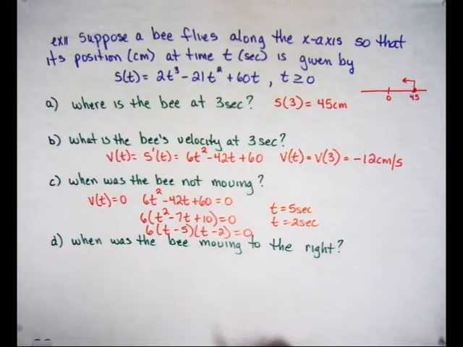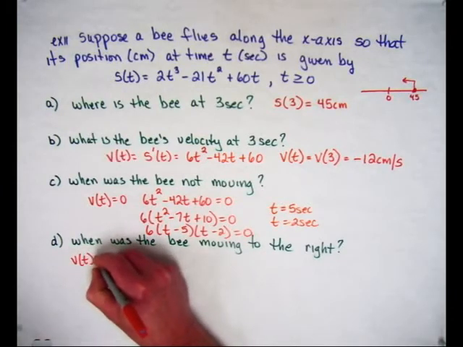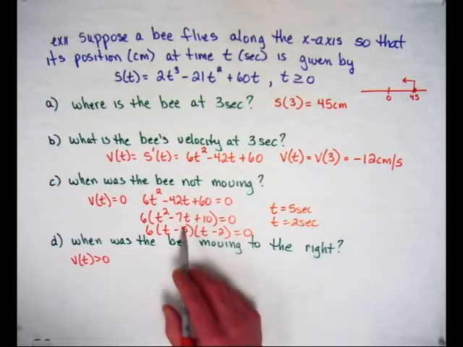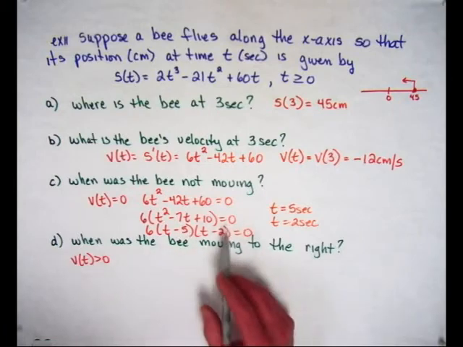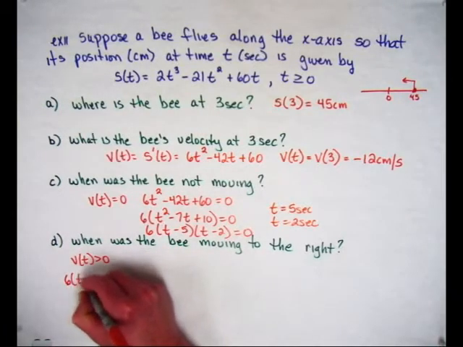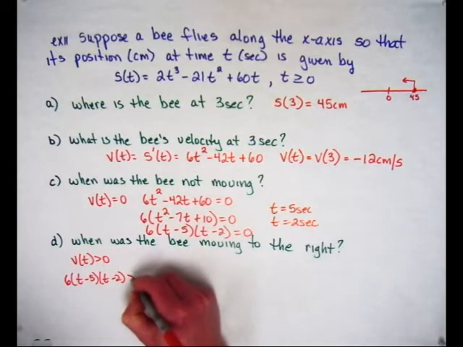And the last question says, when was the bee moving to the right? Well, if the bee is moving to the right, on a number line, to the right is a positive value. So what we're looking for here is, when is v of t greater than 0? So now what we have to do is take our velocity function and solve it not for equal to 0, but we have to solve it for 6 times t minus 5 times t minus 2 is greater than 0.